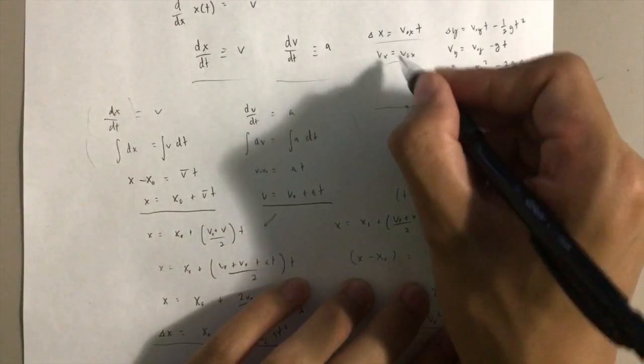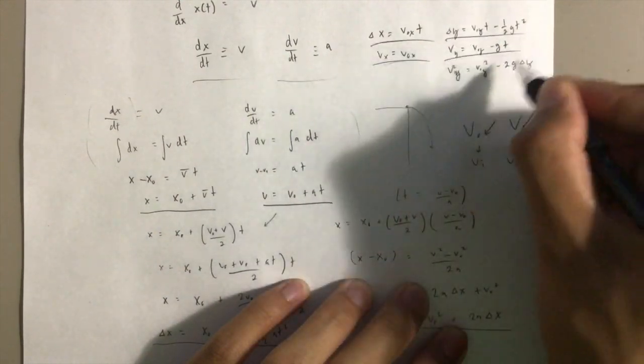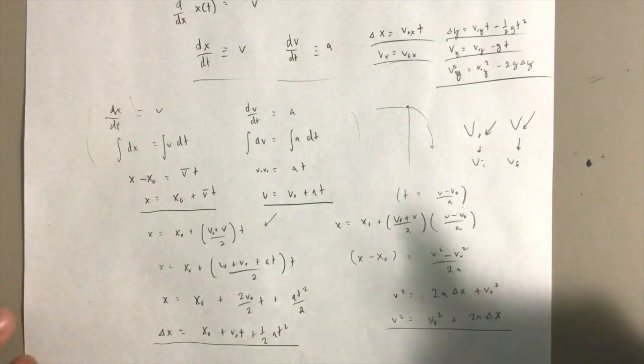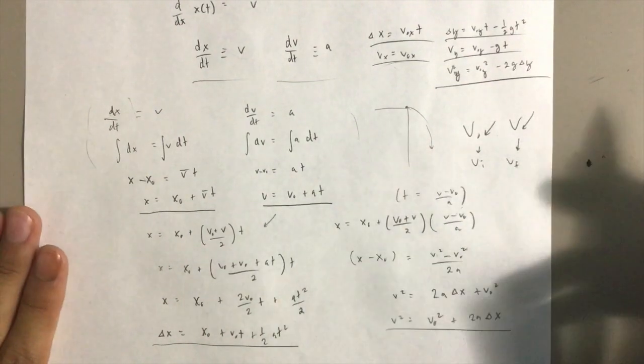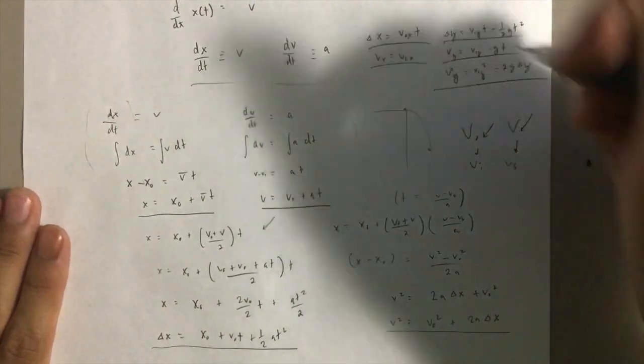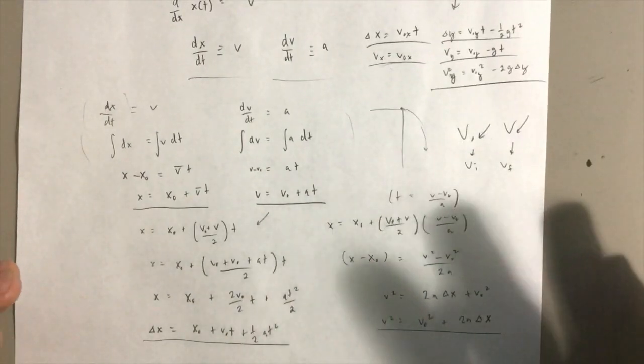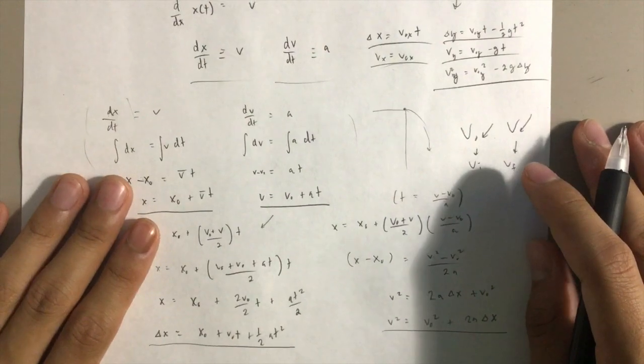So basically, 1, 2, 3, 4, 5, 6, 7, 8, 9. So these 9 equations are going to help us a lot, and we're going to use almost all of them, but mainly these ones, when we're solving our problem. And you'll be using these a lot throughout physics.